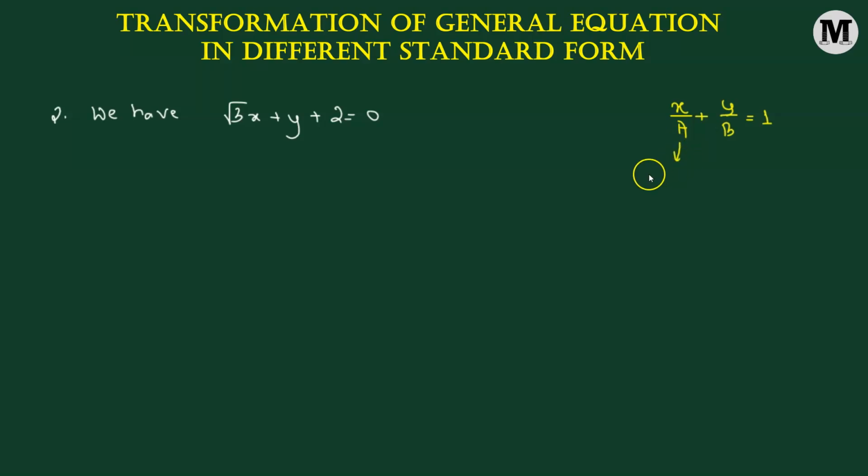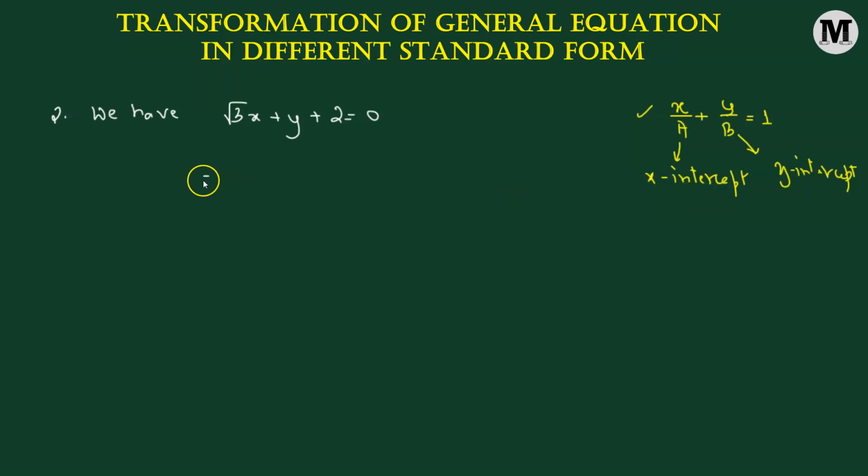Here a, which is the denominator of the first term, is going to be the x-intercept of the line, and b, which is the denominator of the second term, is going to give us the y-intercept of the line. So our task will be to first transform the given equation into the intercept form, and then we will figure out what the x and y-intercepts are.